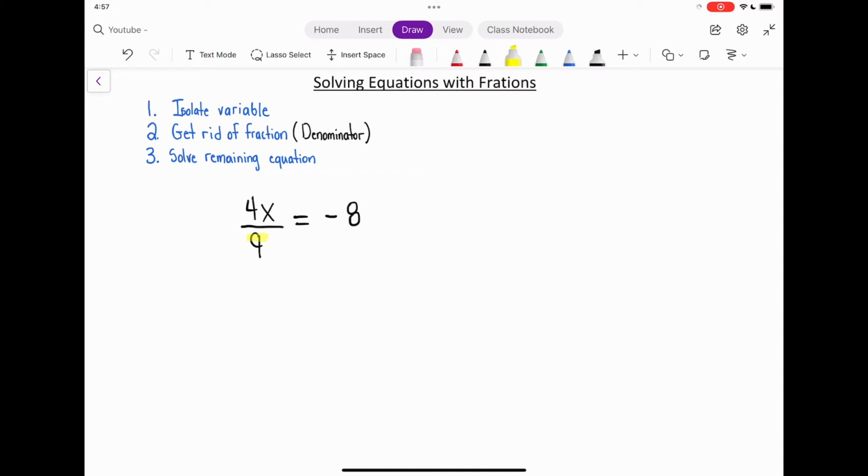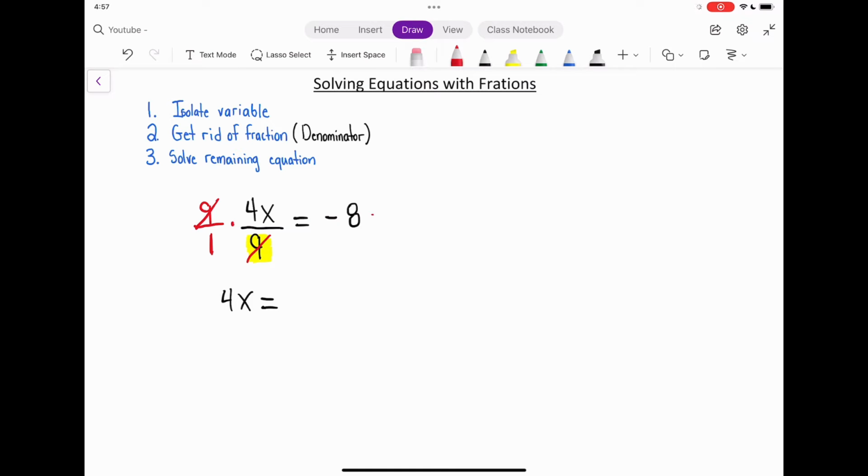So what that means is we're going to multiply by our denominator, right? We're going to split the fraction. So I'm going to multiply by 9 over 1, right? And our 9s are going to cancel. And I'll be left with 4x, just the numerator of the fraction, right?